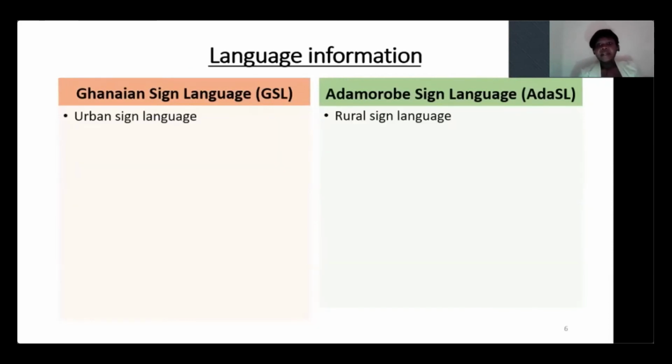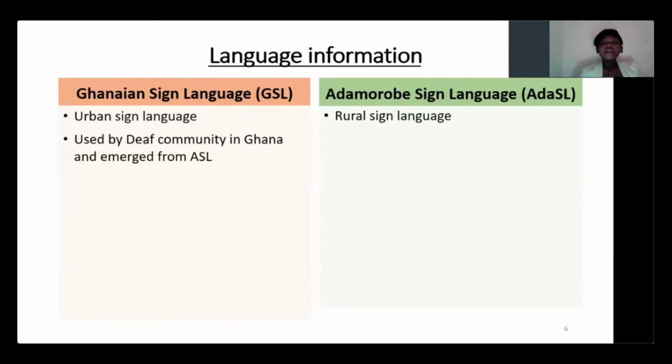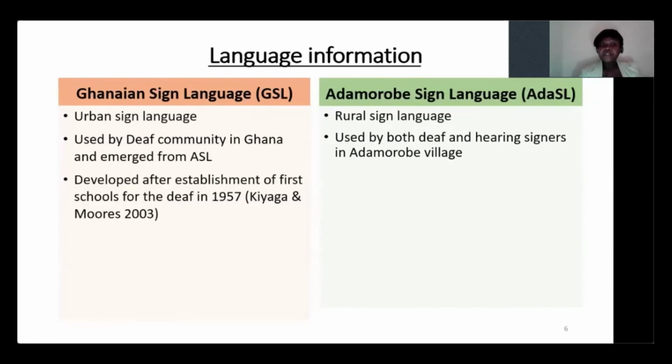Ghanaian Sign Language is an urban sign language used predominantly in deaf communities in Ghana. Adambrobe Sign Language is a rural sign language used only in Adambrobe community in Ghana. So Ghanaian Sign Language is used by deaf majority, deaf schools, on national television for interpretation and all that. Adambrobe Sign Language is only used by deaf and hearing signers of Adambrobe community. Ghanaian Sign Language developed after the establishment of the first school for the deaf in Ghana, which was pioneered by Dr. Andrew Foster, a user of American Sign Language. That's the relationship with American Sign Language. But Adambrobe Sign Language is a very old sign language, which is believed to have emerged in the 18th century.